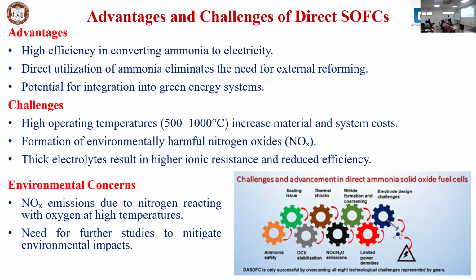High operating temperature, 500 to 1000 degrees, increases the material and system cost. Formation of environmentally harmful nitrogen oxides is also possible. Because ammonia contains nitrogen, and to form oxides of nitrogen you need temperature. The reactor temperature is 500 to 1000 degrees, and oxygen is also available, as you are providing it through the cathode. If they combine somewhere, there is a possibility of oxides of nitrogen. So we need to find a method to eliminate the nitrogen before it forms.